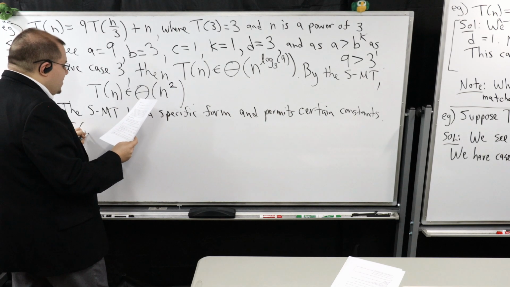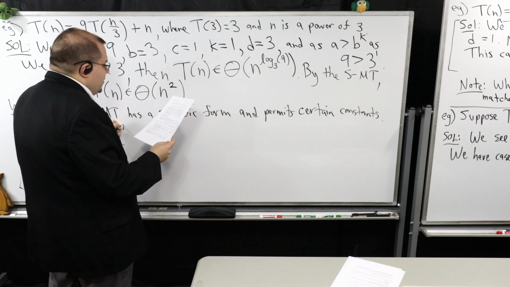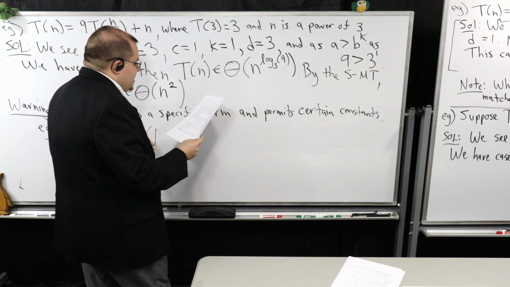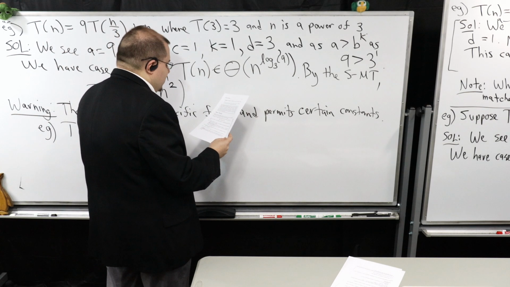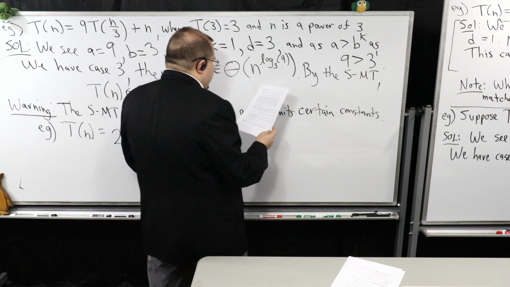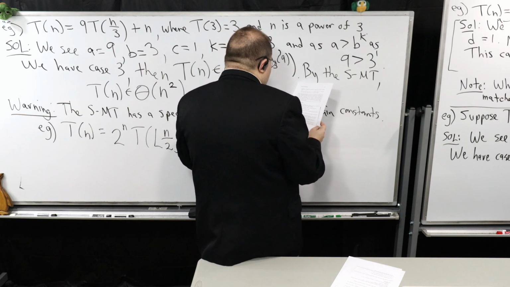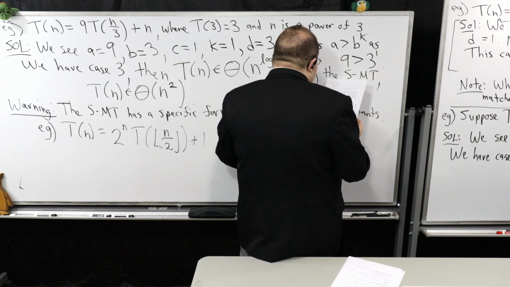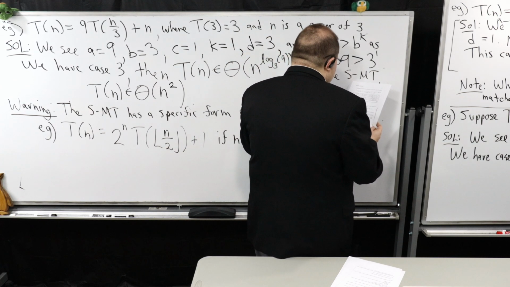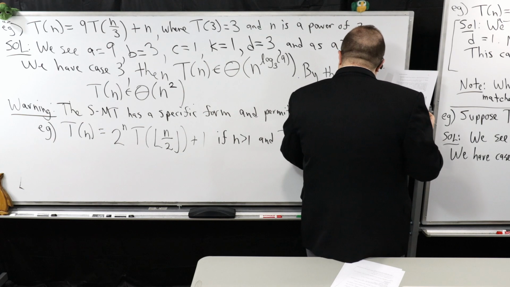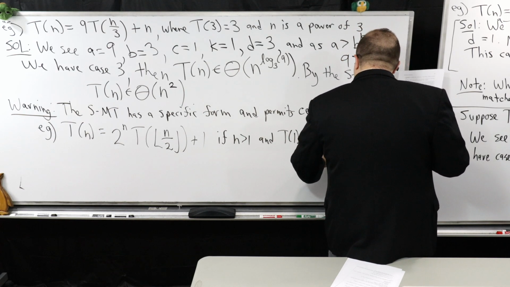Suppose I gave you T of n is equal to 2 to the power of n times T of floor of n over 2, plus 1, if n is greater than 1, and T of 1 is equal to 2, where n is a power of 2.